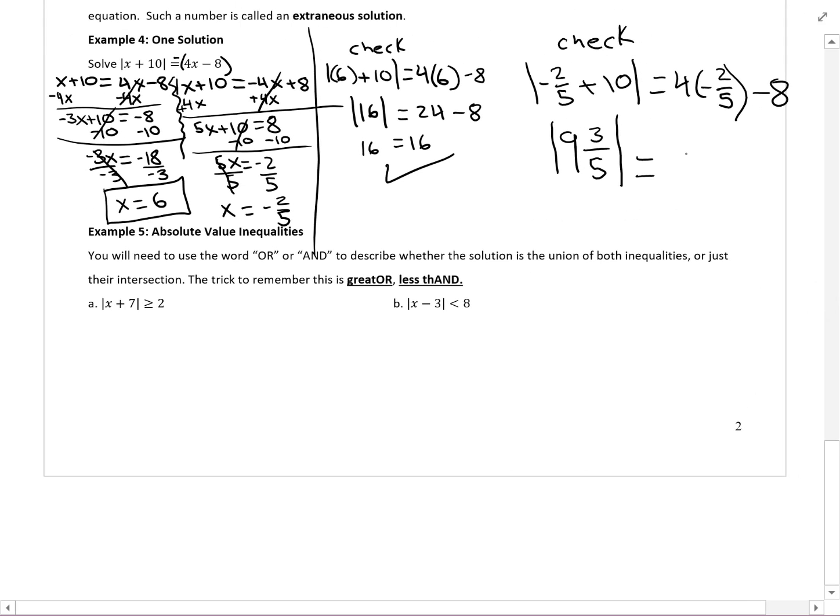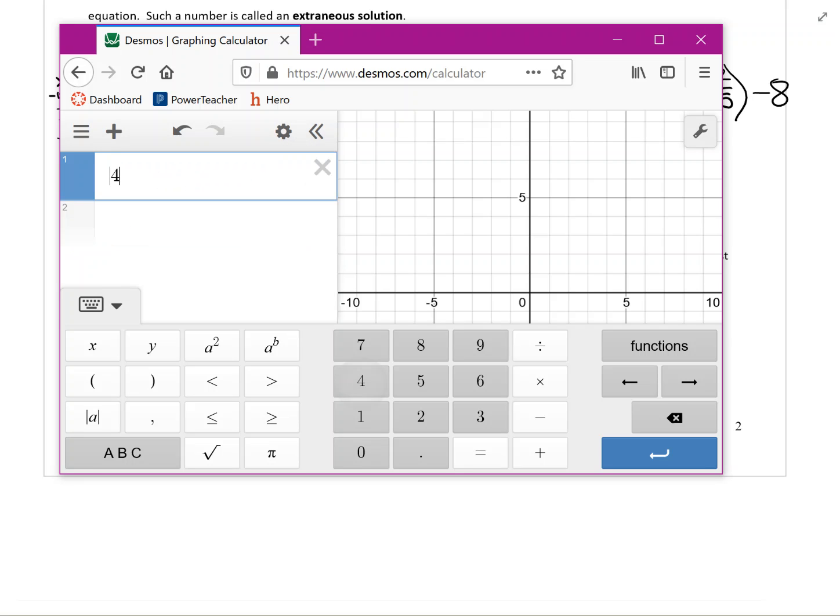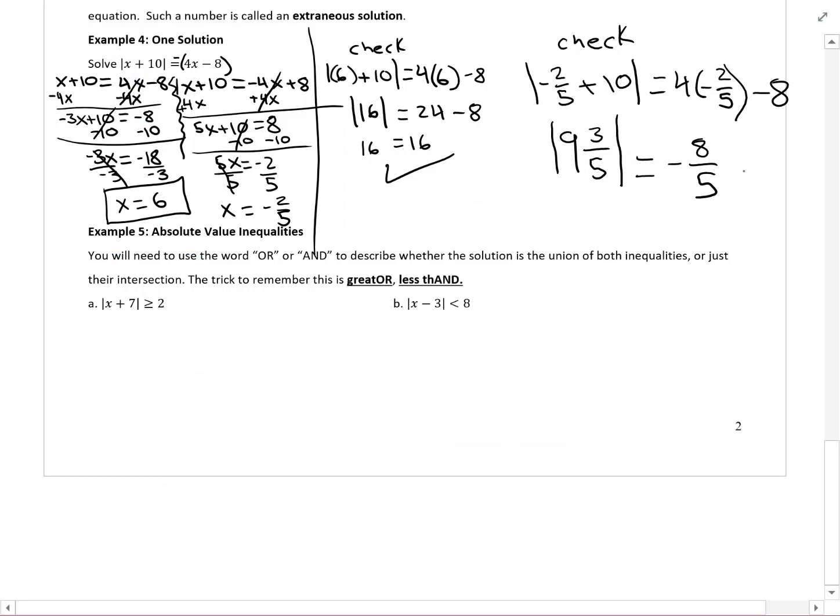Equals 4 times negative 2/5 is negative 8/5. Again, you can do that in your calculator. 4 times negative 2/5 is negative 1.6, also known as negative 8/5. Almost finished. Absolute value of 9 3/5 is 9 3/5. Negative 8/5 minus 8 is negative 9 3/5. So that's false. Positive equals negative.